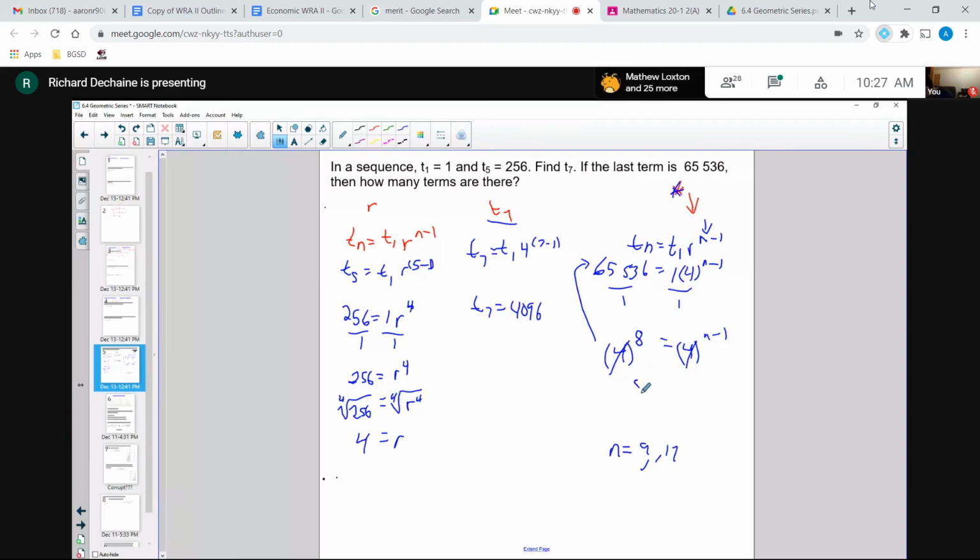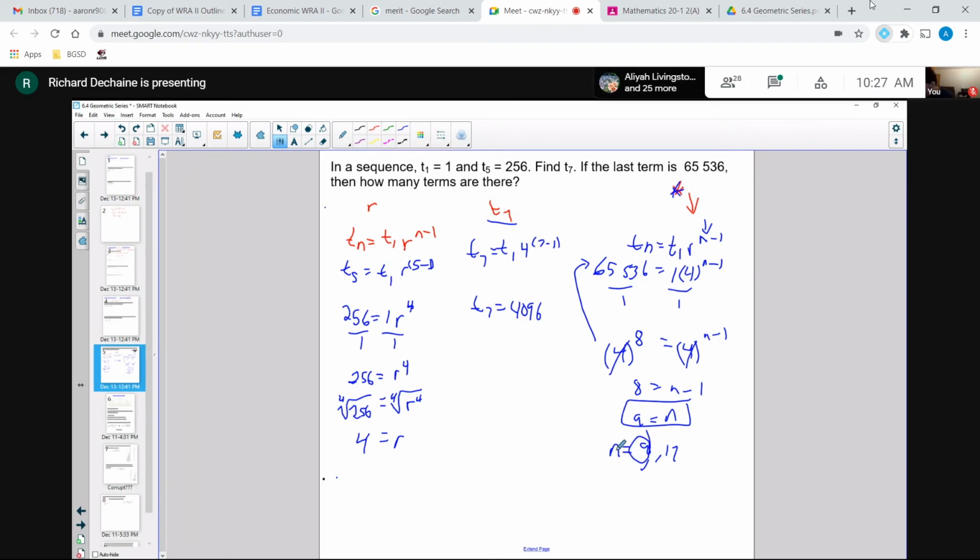And in this case, add 1 to both sides. The answer is 9. Okay, that's as hard as it gets for a geometric series. That's a very challenging question. But again, when you get down to the same base, it's just trial and error. 4 to the what? 4 to the 6, 4 to the 7, 4 to the 8, whatever, till I hit that number. And then I ignore the base and solve. And n always has to be a whole number. Okay, so the answer there was 9.